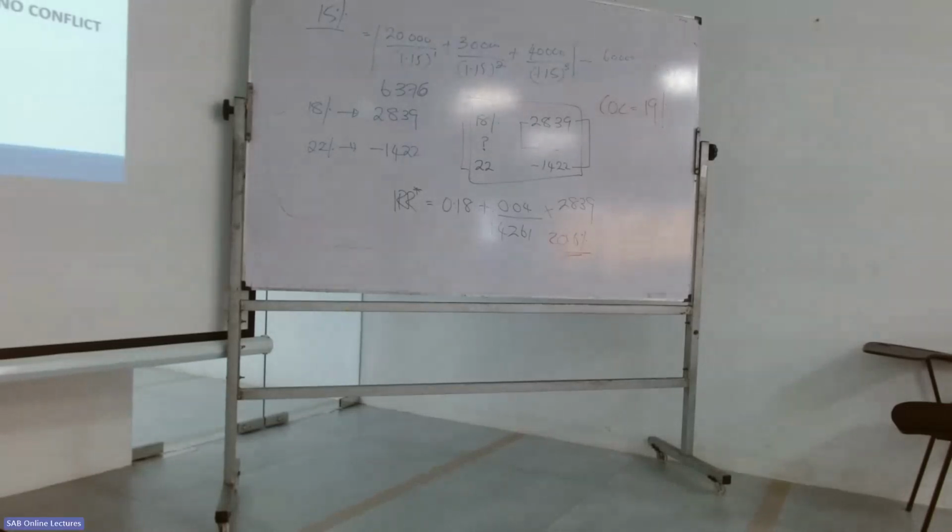So this yellow one is the NPV S. Sorry, IRR S. This is the IRR S. IRR S greater than IRR L. Now can you see there is a conflict between NPV and IRR?